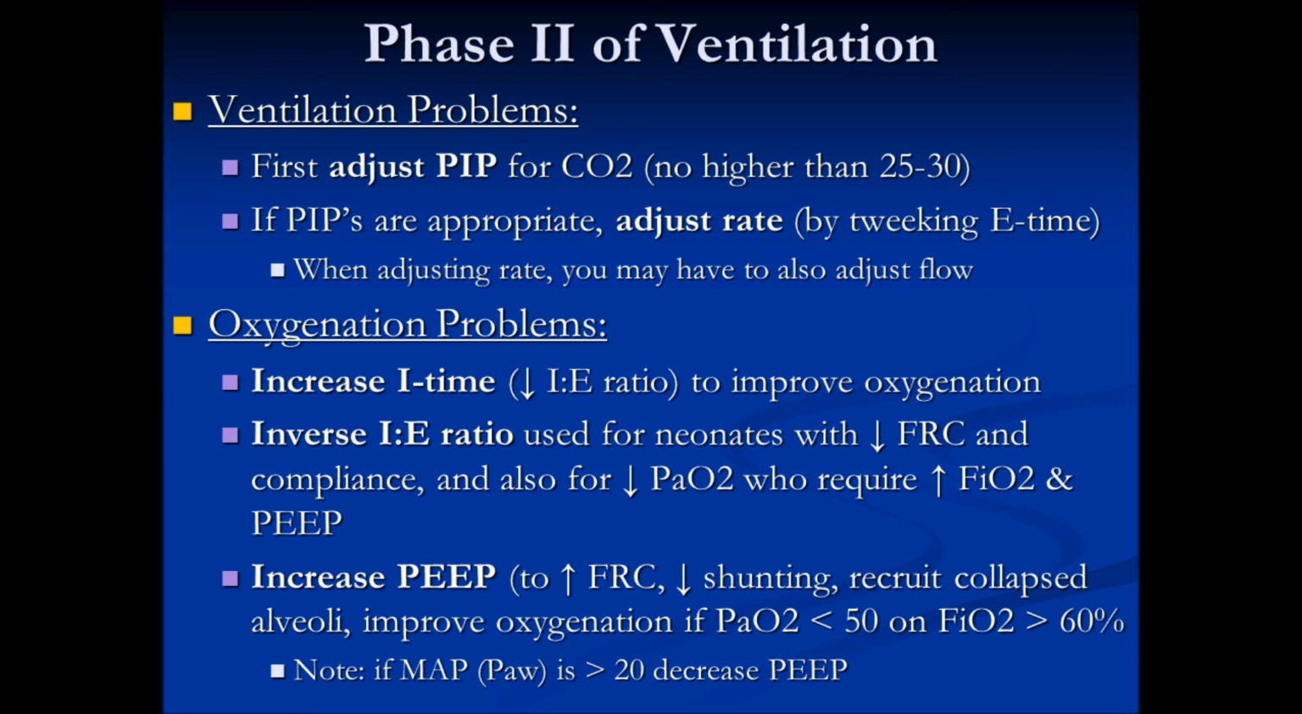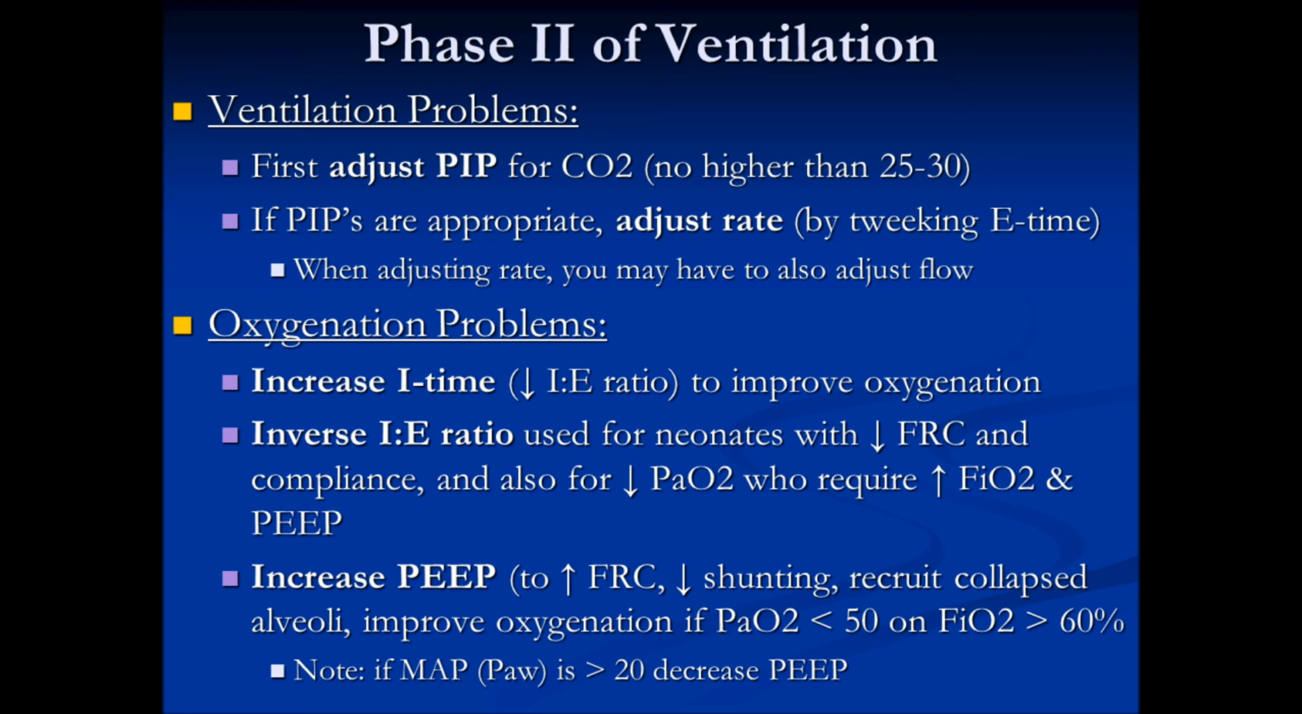So as it states here, you increase the PEEP to increase the FRC. It also helps with shunting because it will help decrease the shunting. It will help to recruit collapsed alveoli and also improve oxygenation if the PaO2 is less than 50 and the baby is on FiO2s greater than 60.